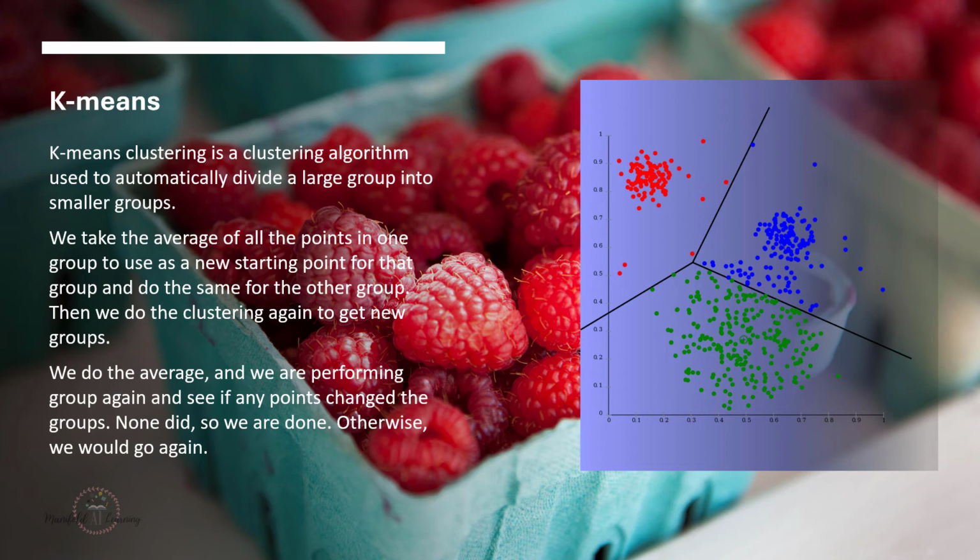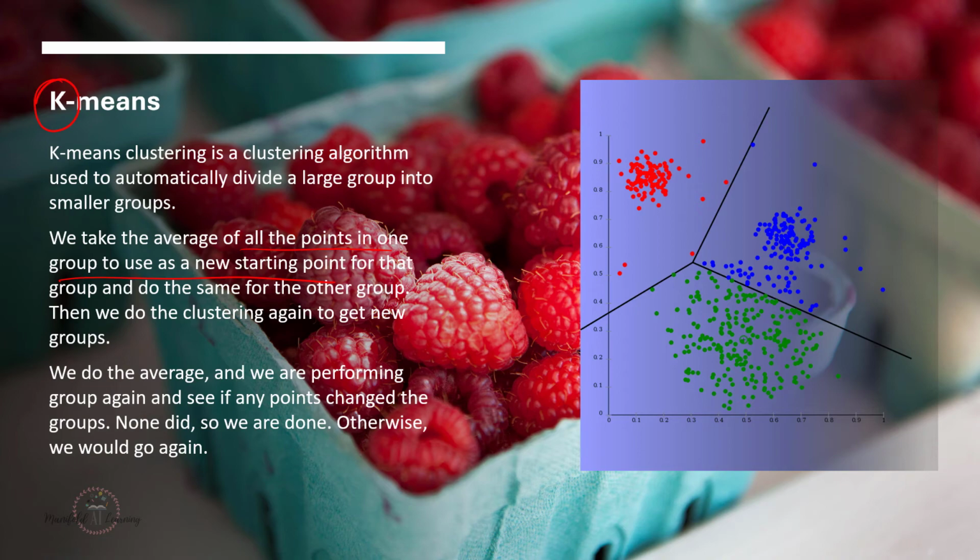So here k is nothing but the number of clusters that we are trying to create, and we use the means because we actually calculate the overall mean. Okay, so that is what we call k-means clustering. Here it takes the average of all the data points in one group, and once I find the average, that new average will be the new starting point. So this is the overall idea behind the k-means clustering algorithm.